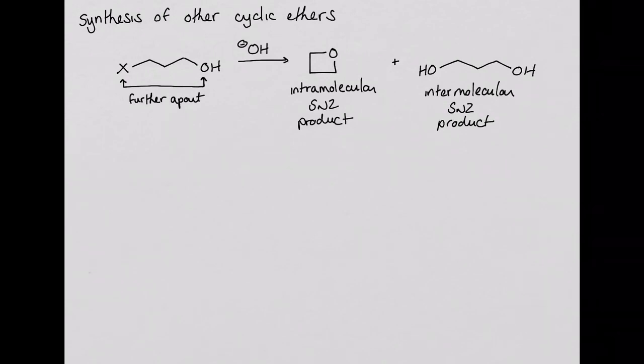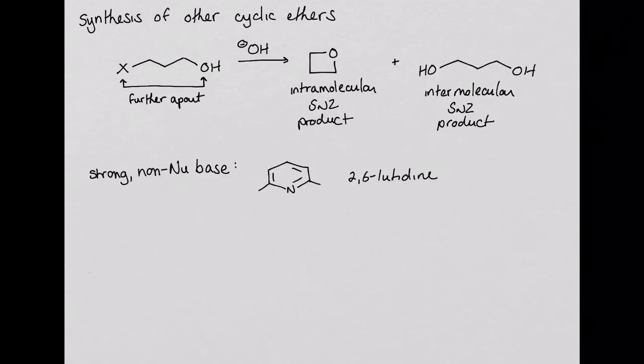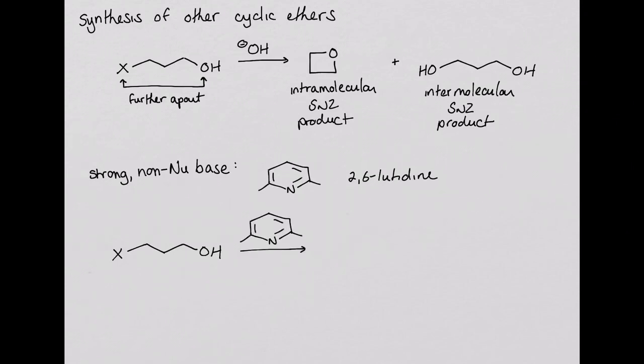In order to prevent the intermolecular SN2 reaction from competing with the desired cyclic ether formation, we need to use a strong non-nucleophilic base for rings larger than the epoxide. A common strong non-nucleophilic base that is used is 2,6-lutidine. This base is too bulky to be nucleophilic, but it is a very good base, and it can promote the cyclization of larger cyclic ethers than epoxides. If we treat the halohydrin above with 2,6-lutidine, we see mainly the ether product, with no competing intermolecular reaction.